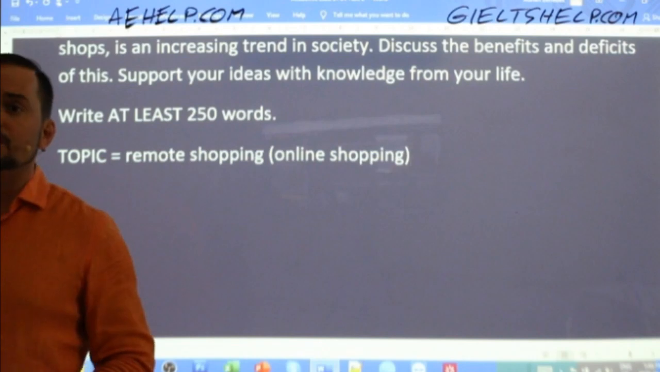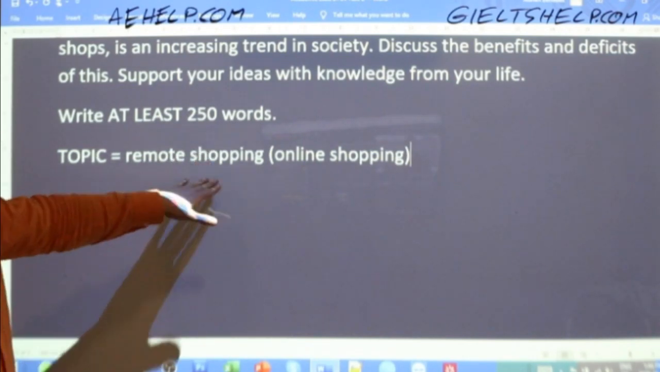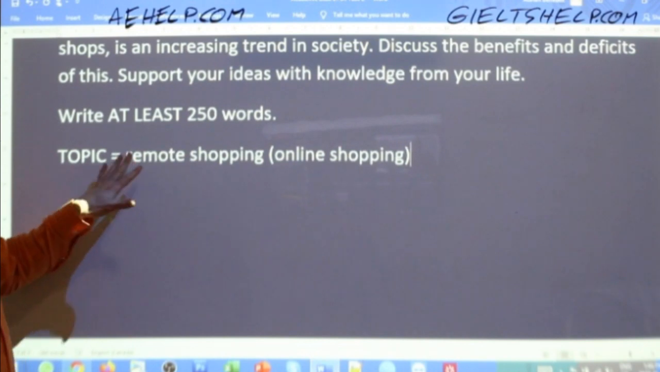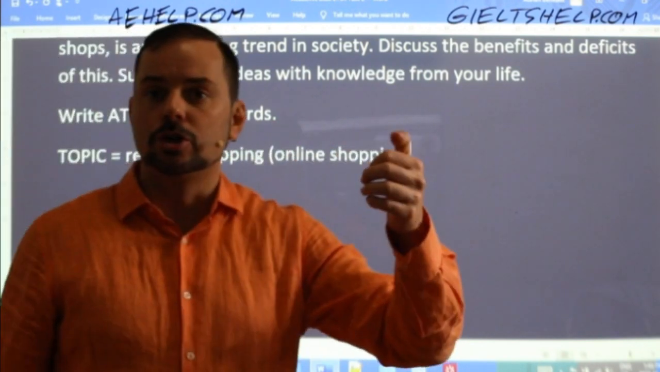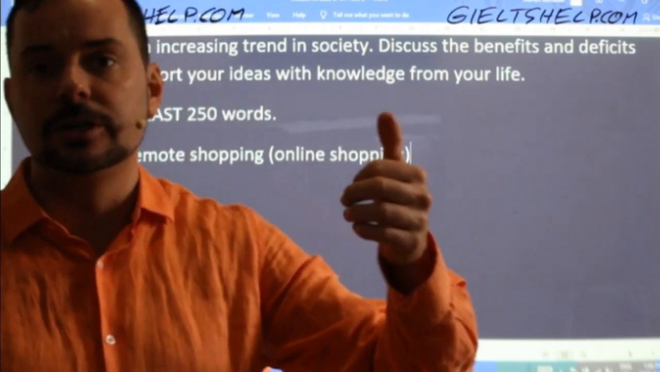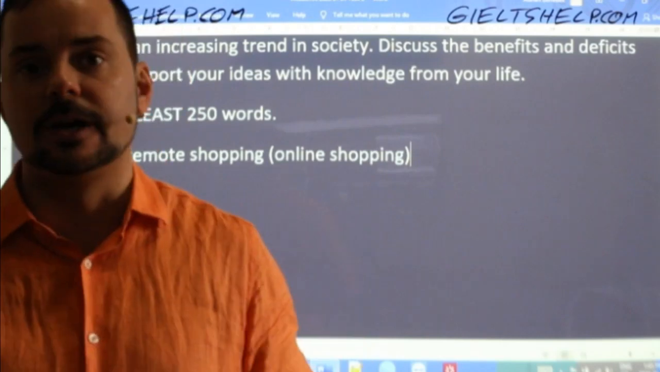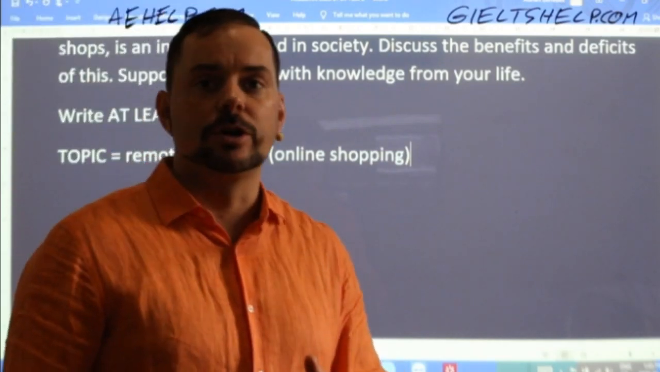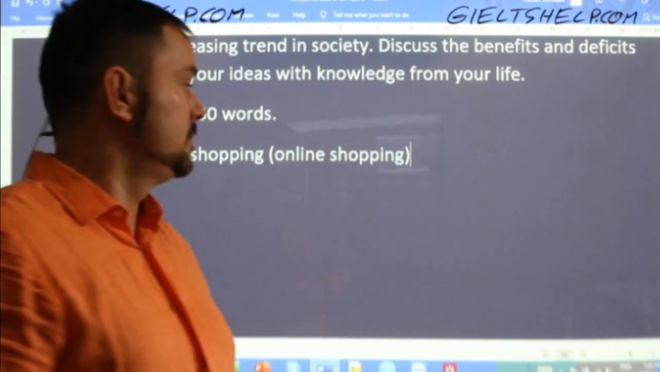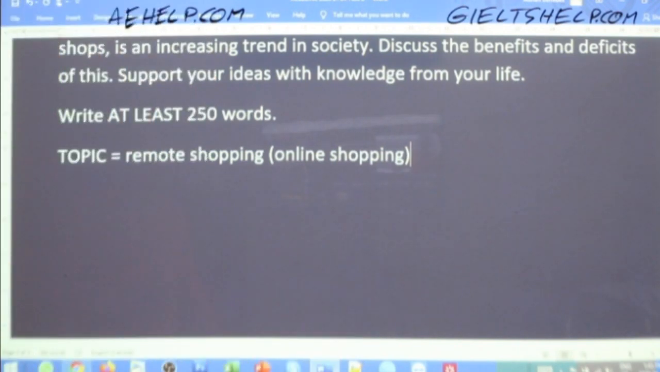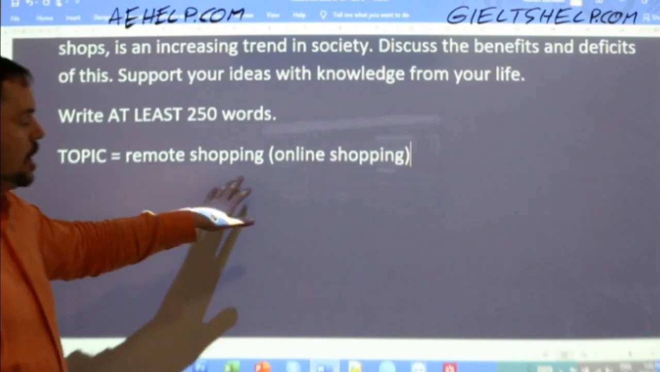All right, so the topic is remote shopping, okay? Remote means from a distance, okay? When you think about the remote controller for your television, the reason we call that a remote controller is because you're controlling your TV from a distance, remotely. So that's one of the uses of the word remote. So remote shopping or online shopping.